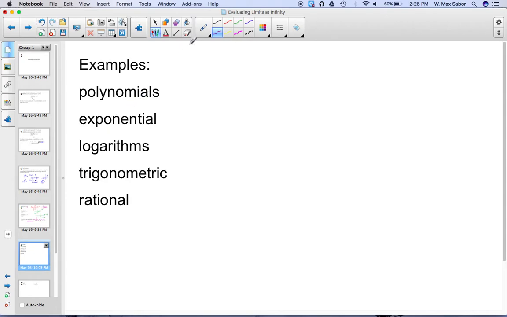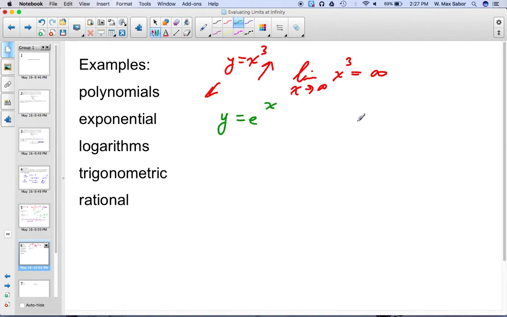So for polynomials, we talk about this in terms of the end behavior. Something like y equals x cubed has positive end behavior and negative end behavior, and we describe that as the limit as x goes to infinity of x cubed is infinity. Exponential functions, typically something like y equals e to the x, look like this, with one of the sides converging to the asymptote, and the other side diverging to infinity.